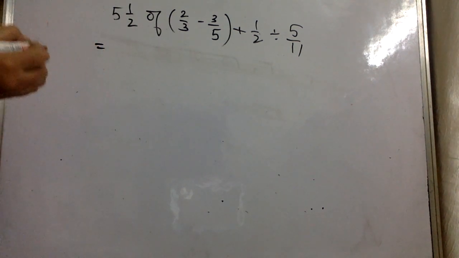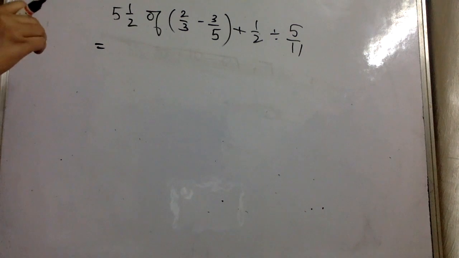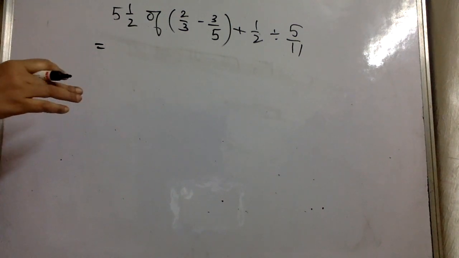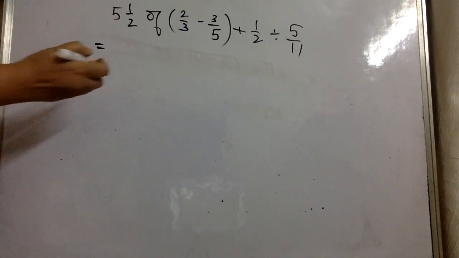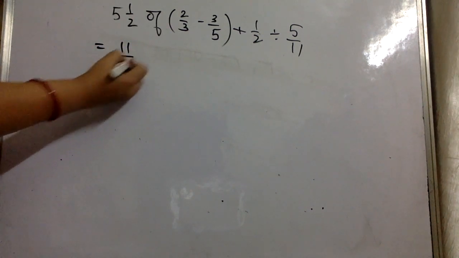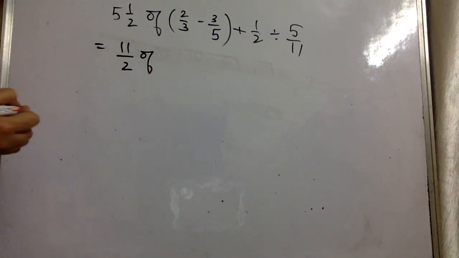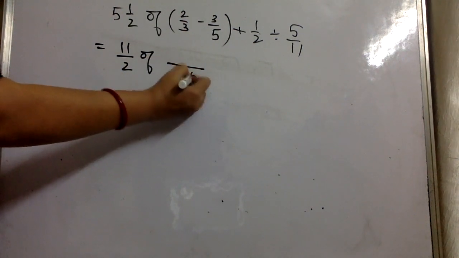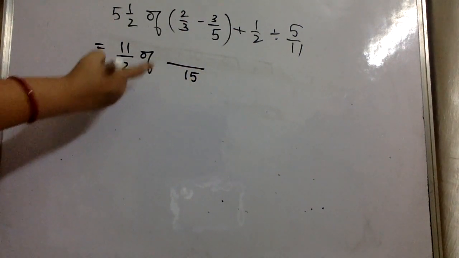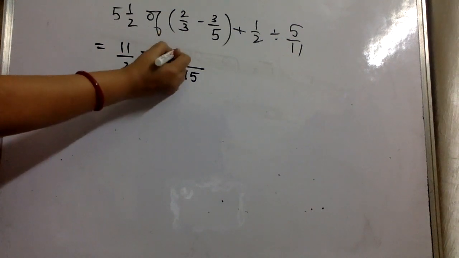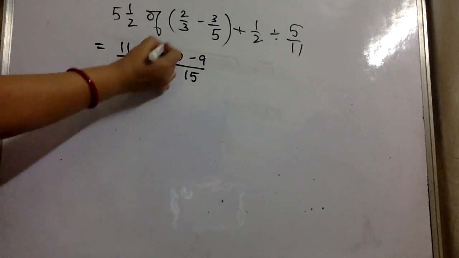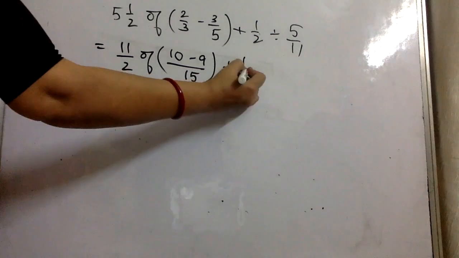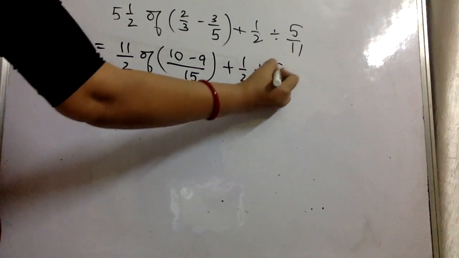First thing, we are going to convert the entire sum to improper fractions. Okay, so that is 11 by 2 of, we are just going to write as it is. We will start working on the bracket first. So we have an LCM of 15, and this is 10 minus 9. Okay, we still haven't opened the bracket. Plus half divided by 5 by 11.